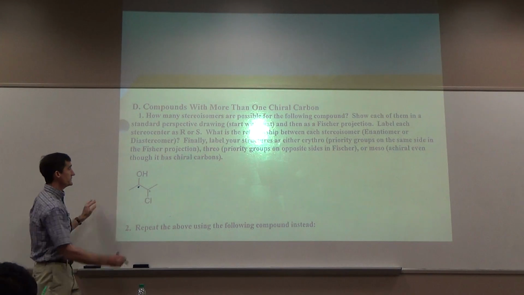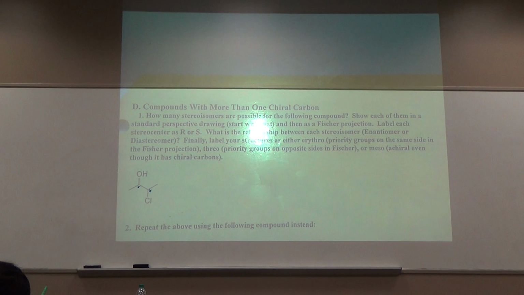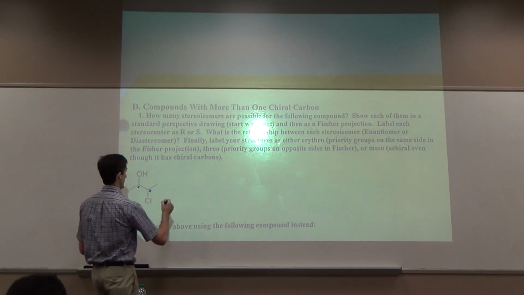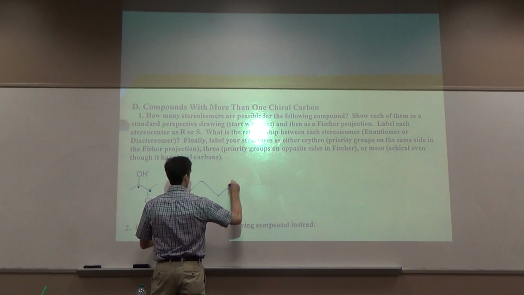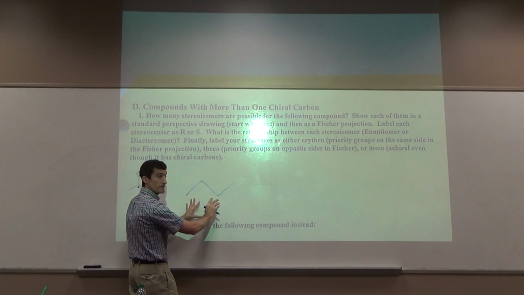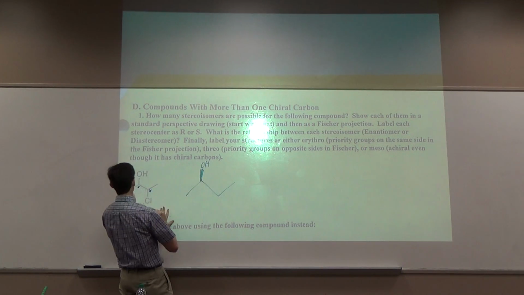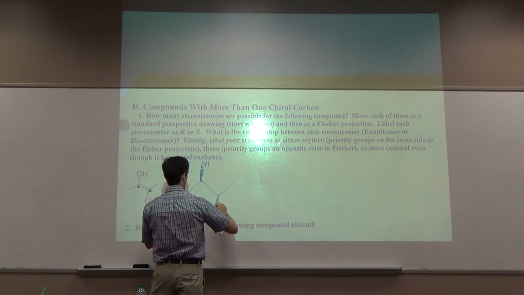How many stereoisomers are possible for this compound? 4. How did you get 4? 2 per chiral carbon. Yeah, can you imagine? Can we draw 4? 4 is the answer. Let's draw them. Let's remember this for Friday because I want to have the backbone. We can show the OH bolded, and we can show the chlorine bolded. How about that?